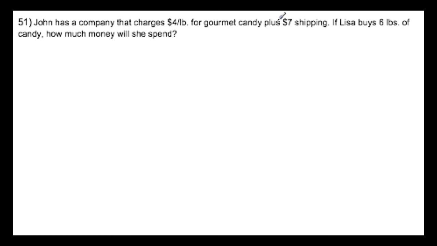51. John has a company that charges $4 per pound for gourmet candy plus $7 shipping. Lisa buys 6 pounds of candy. How much will she spend? Well, if we want, we can write an equation. So this is like the one previous where we were babysitting. We know there's an automatic $7 charge. So no matter what she buys, she has to pay $7 for shipping. We know the $4 per pound is our rate. It doesn't matter how many pounds, it's still $4 per pound.